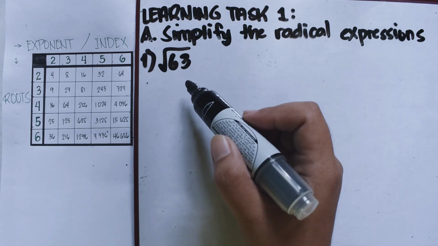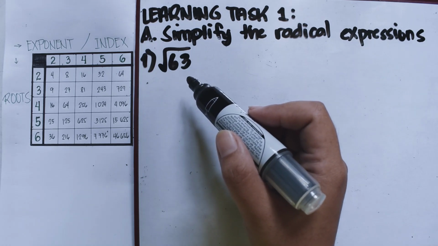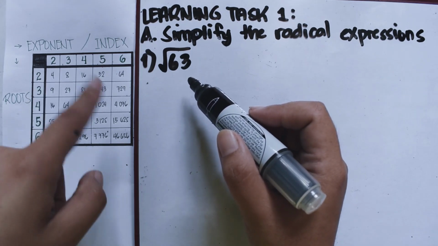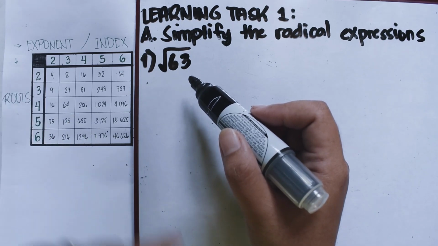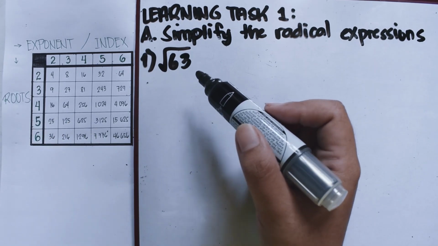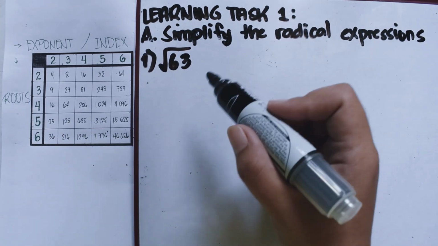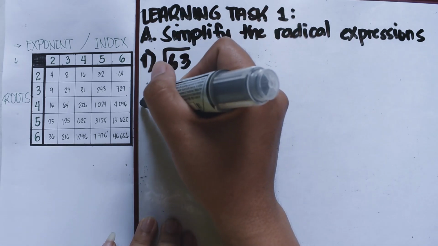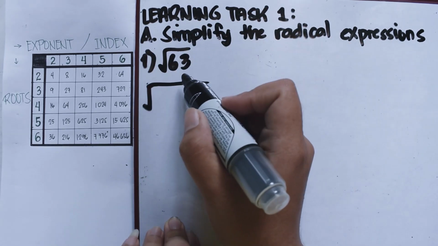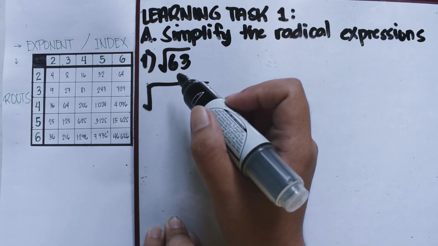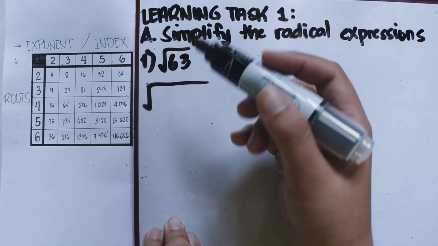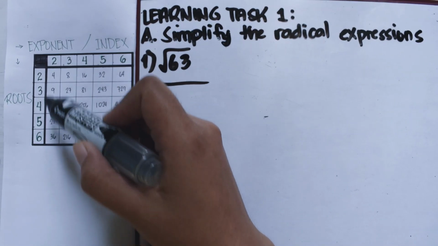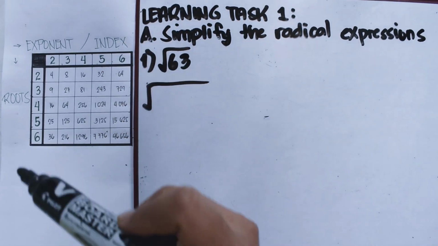Now, syempre alam natin that square root of 63 is not a perfect square. So kaya po ako gumawa ng table dito para mas mapadali. Kung mapapansin nyo, may table dito para mas mapadali ang paghahanap natin ng mga perfect square. So paano natin gagawin yon? So, hahanap tayo ng factors ni 63 na kung saan siya ay perfect square para makapag-simplify tayo. Since square root, dito tayo titingin sa perfect square. So, hanap kayo dyan ng factors ni 63.